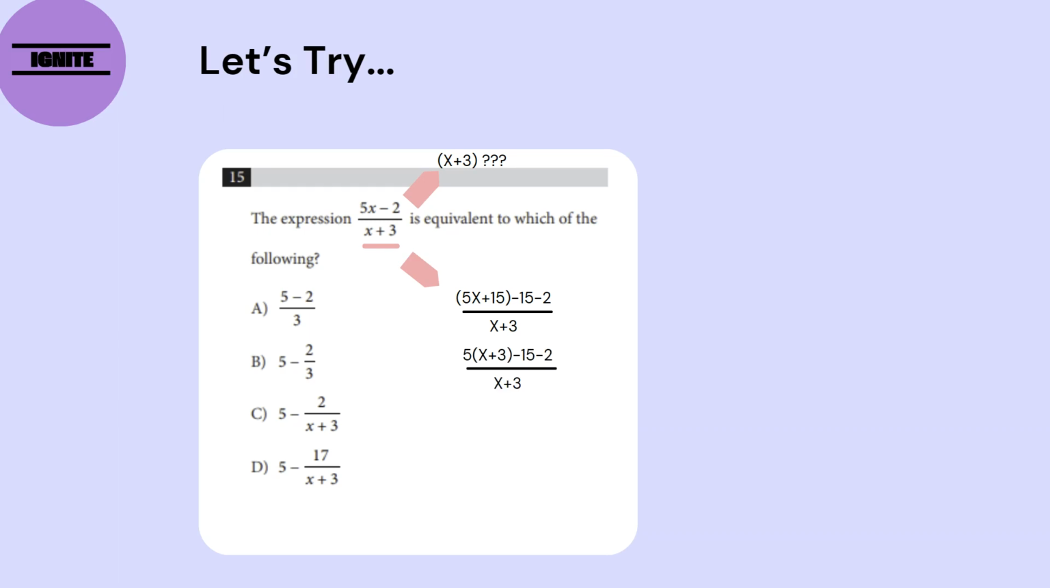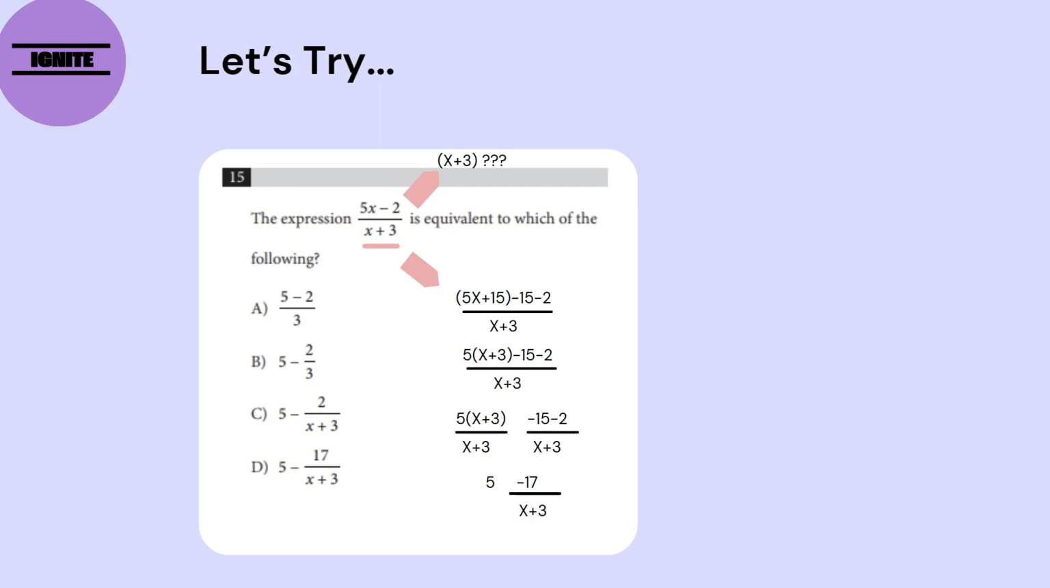Now, let's move on. Let's factor out this 5(x plus 3), minus 15 and minus 2. And now we have that factor term out. So now we can figure out a way to get rid of this x bound to the 5. So let's continue. We have 5(x plus 3) over x plus 3 as a term, and minus 15 minus 2 over x plus 3. So let's finally reduce and see what we'll get.